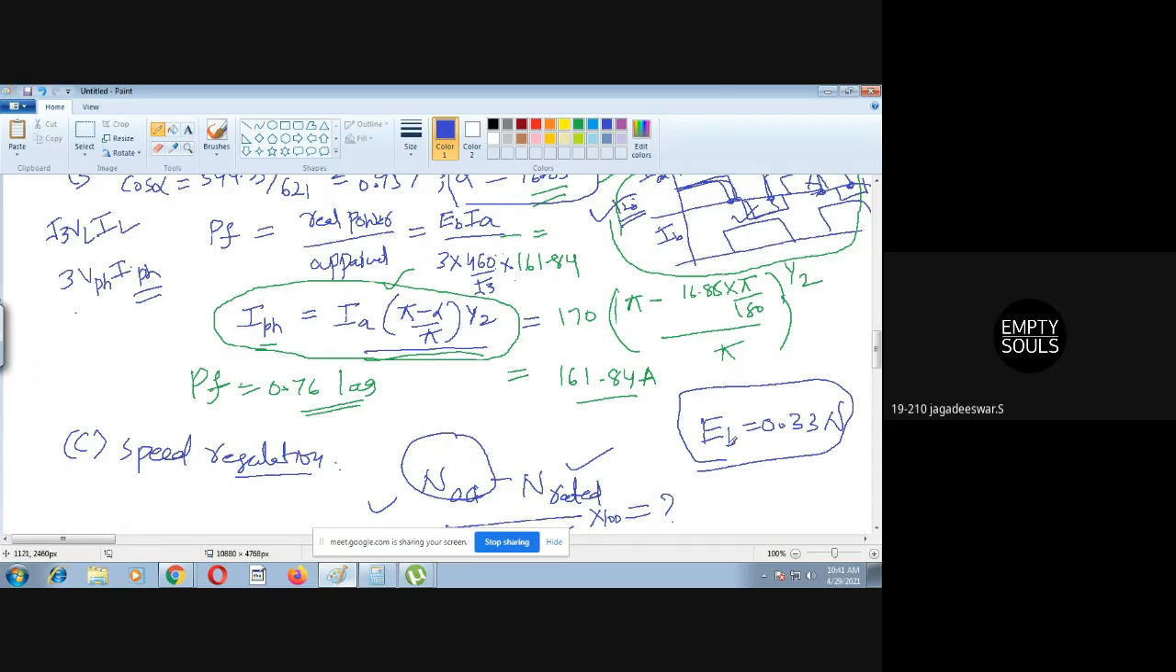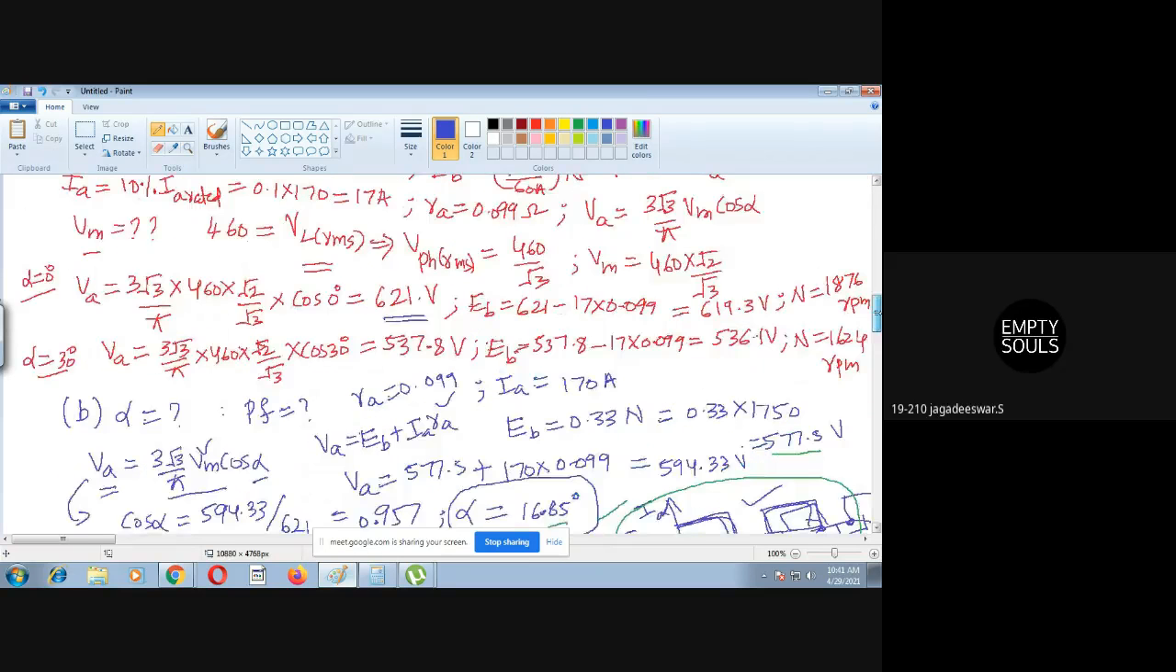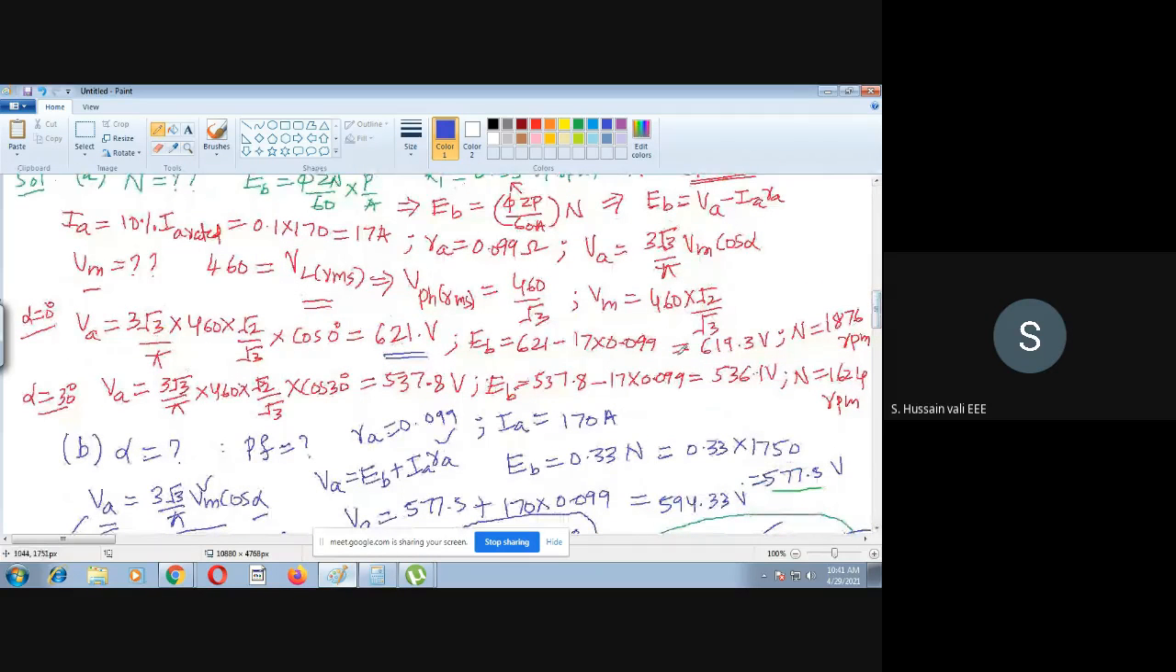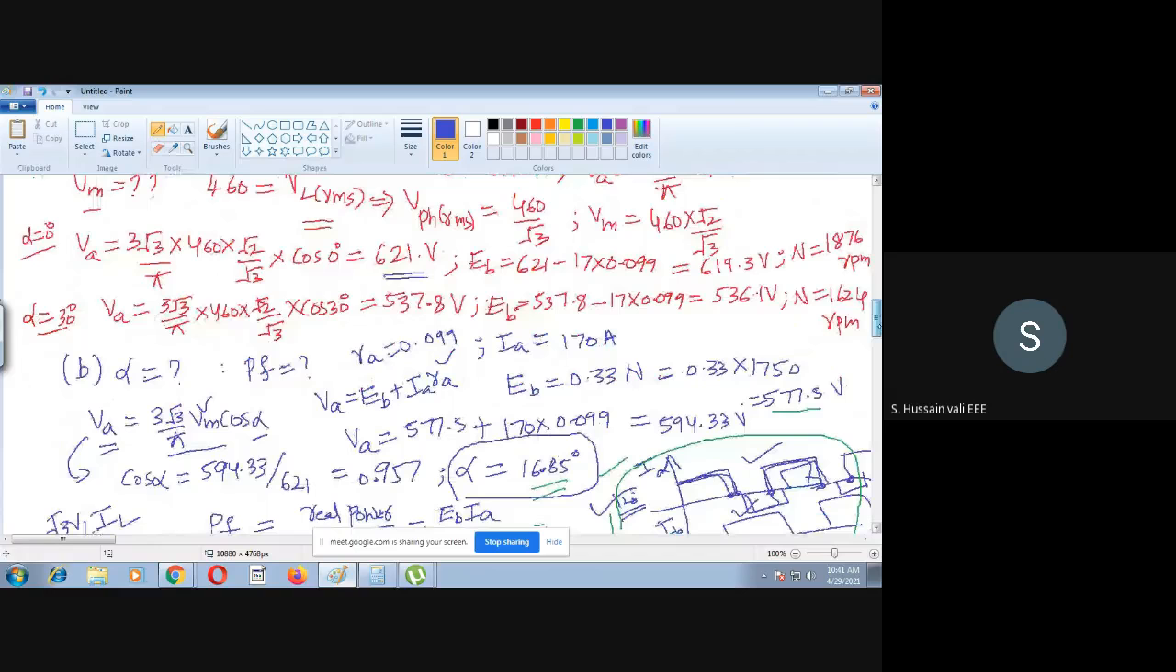In the first problem we found the speed at alpha equal to 0 and alpha equal to 30. Now for alpha equal to 16.85, you have to find out VA, just like for alpha equal to 0 and alpha equal to 30. So for 16.85, once again we'll find out EB. Then we'll get some answer here, and from that answer we'll find out N. This is how you do that.